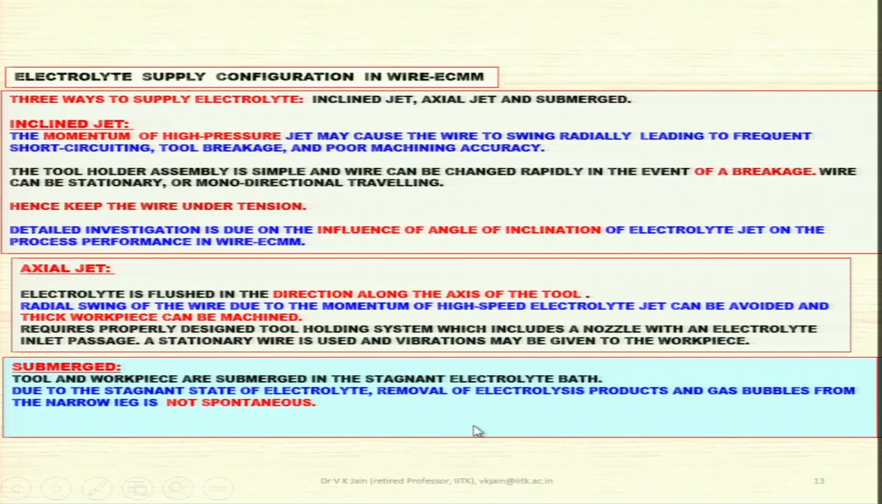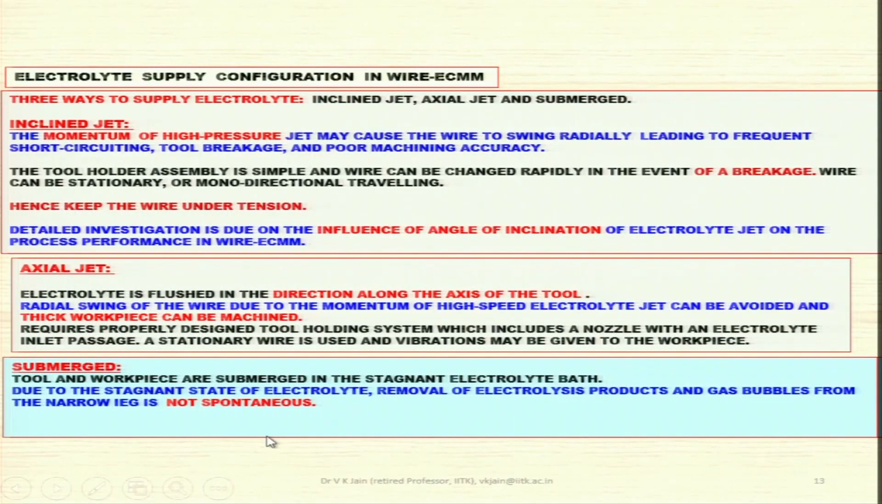Due to the stagnant state of the electrolyte, removal of electrolysis products and gas bubbles from the narrow inter-electrode gap is not spontaneous. In the other two systems, removal of the sludge or electrolysis products and the gas bubbles is spontaneous, and they flow along the flow of the electrolyte in axial jet as well as inclined jet. But in the submerged case, it is not so.